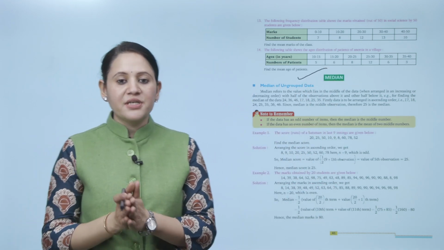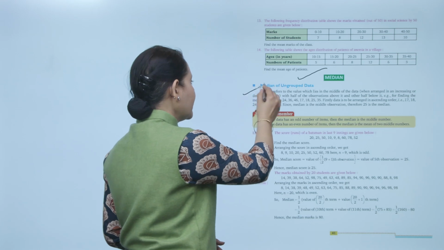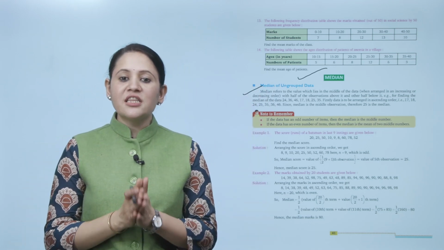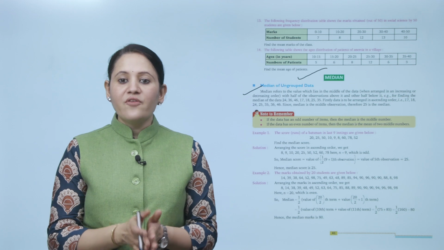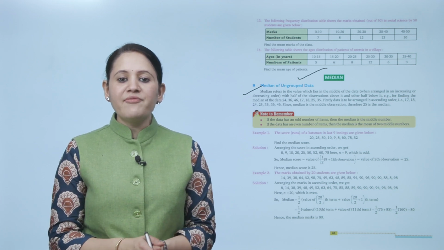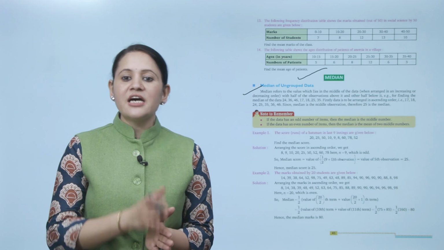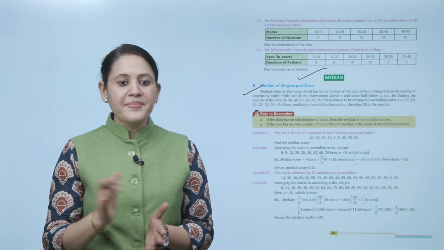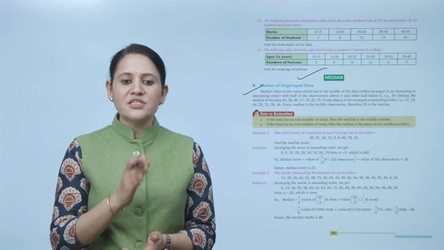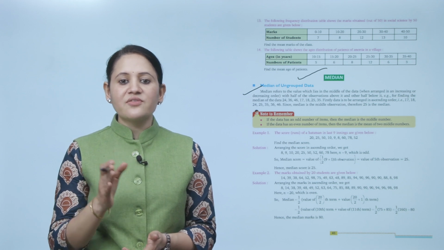Median of ungrouped data. First, we will do it for ungrouped data. Median refers to the value which lies in the middle of the data when arranged in an increasing or decreasing order, with half of the observations above it and the other half below it. Clear? Finding the median of the data: 24, 36, 46, 17, 18, 25, 35.